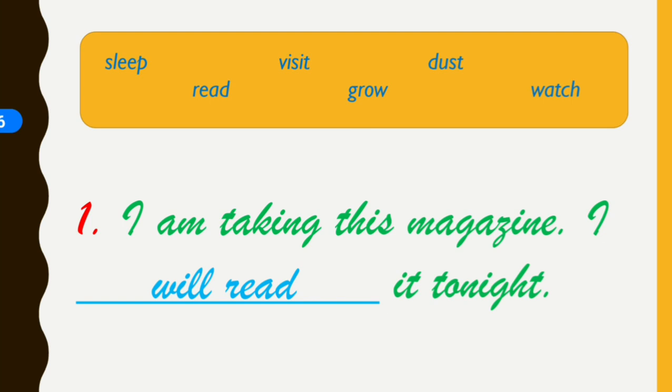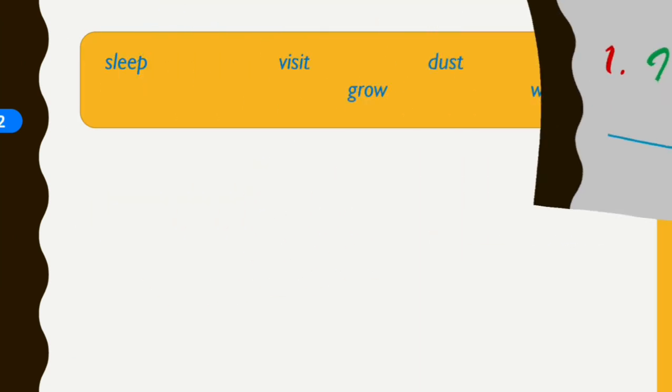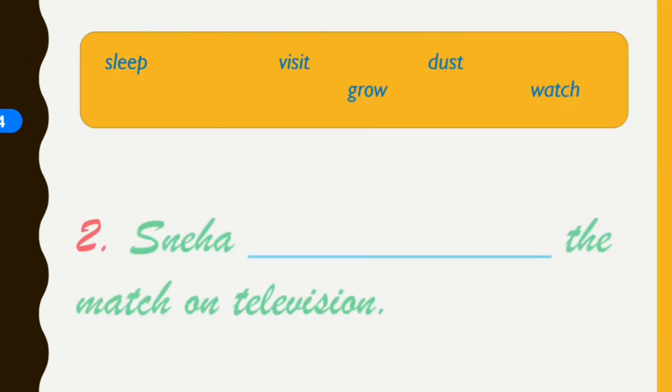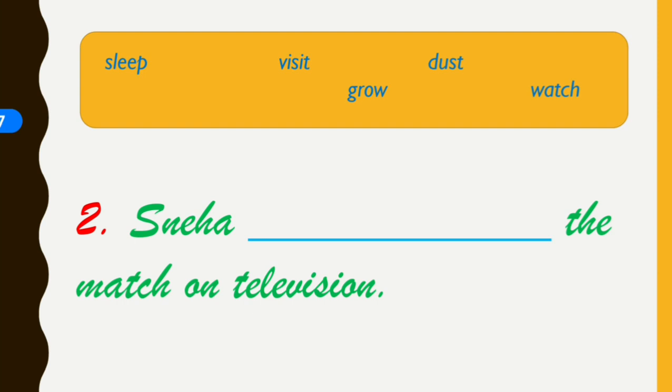Children, this is an exercise that is given on page number 84 of your grammar book. So before you have a look at these answers, you have to fill in the grammar book. Okay? Next one. Sneha dash the match on television. Sleep, visit, grow, dust or watch. Yes, very easy. Sneha will watch the match on television.